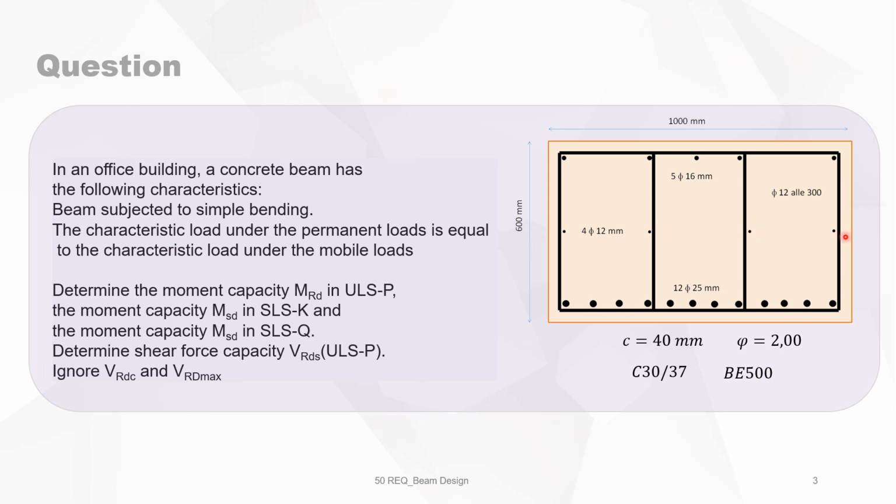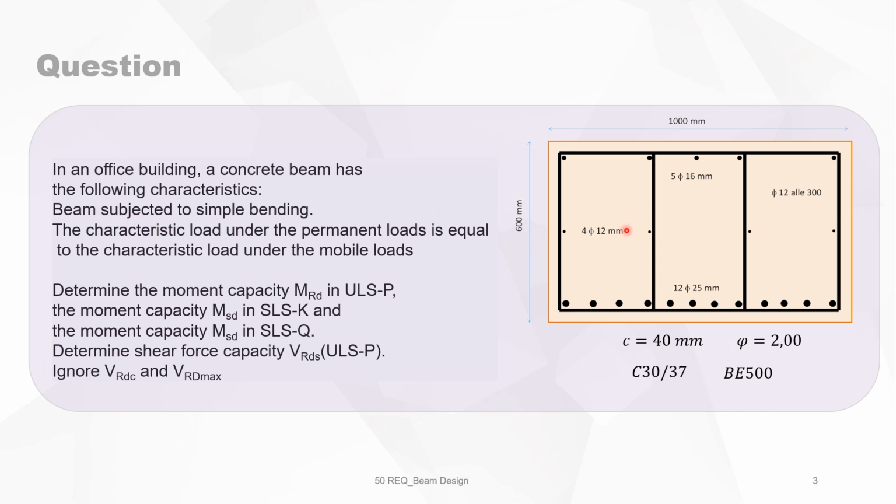It's reinforced with stirrups, 4 legs, diameter 12, center to center 300 millimeters. Top reinforcement is 5 rebars, diameter 16. Bottom reinforcement is 12 diameters 25. Concrete cover is 40 millimeters. Creep coefficient is 2. The concrete quality is C30/37 and the steel quality is B500.